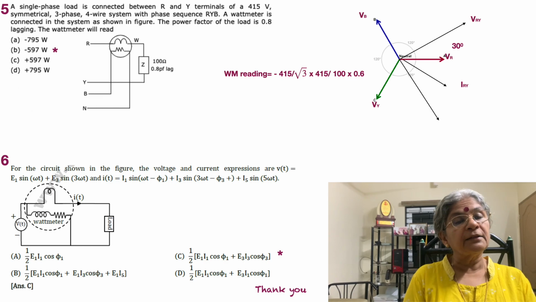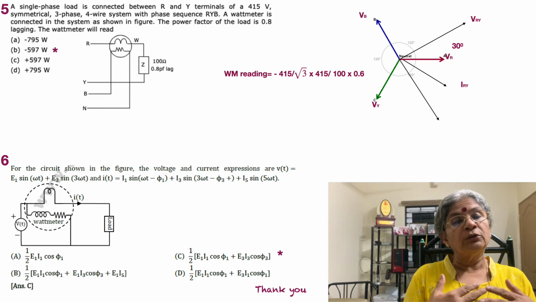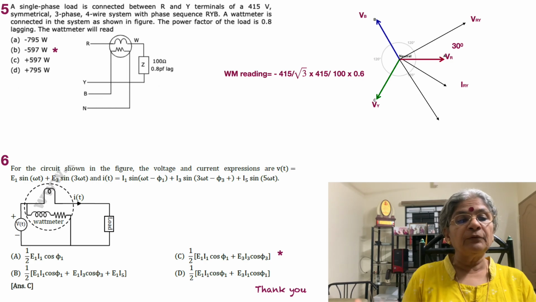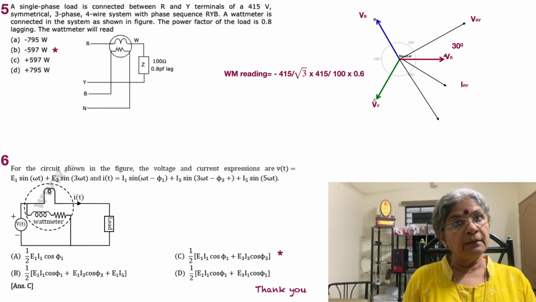In this case there are only two frequencies that match. One is omega t and the other is 3 omega t. So you can simply multiply the voltage and the current together, with root 2 in the denominator of both, and take the cosine of the angle between them. In the first case you have E1 I1 by 2 cos phi1 plus, since the harmonic also creates a measurable power, E3 into I3 by 2 multiplied by cosine of the angle between them, which is phi3.